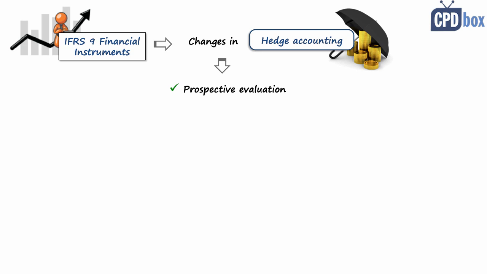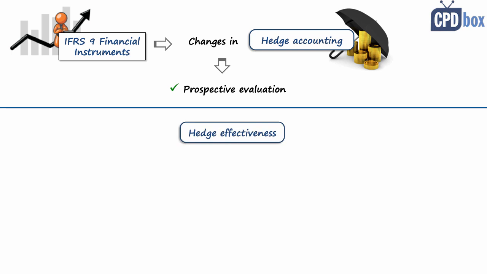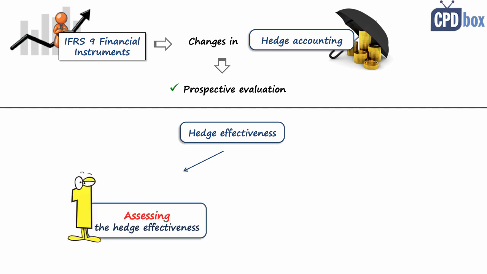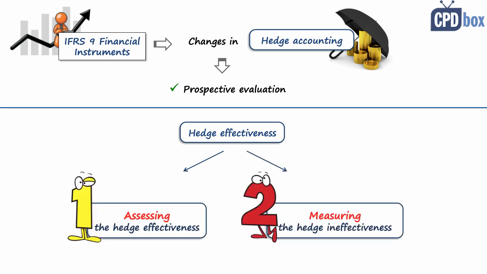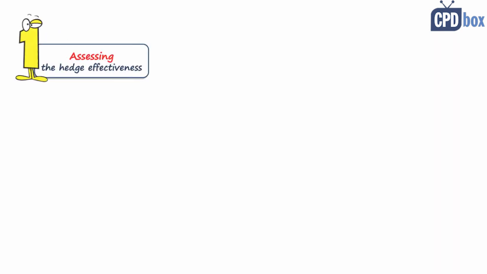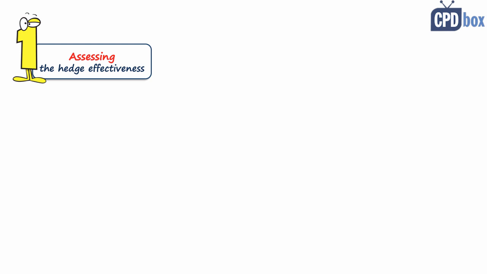When you enter into the hedging relationship and you want to apply hedge accounting, you need to do two things related to the hedge effectiveness. Number 1, assessing the hedge effectiveness, and number 2, measuring the hedge ineffectiveness. Okay, so let me explain both of them. First, assessing the hedge effectiveness.